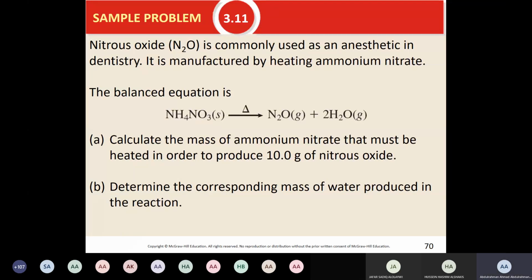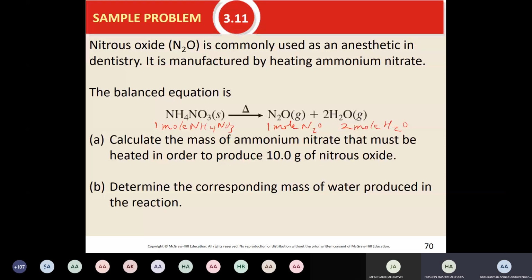Nitrous oxide. Before we even read the question, what do you have in front of you? You have a chemical reaction, and it's already balanced. What can you write under this equation? 1 mole NH4NO3, ammonium nitrate, gives you 1 mole N2O plus 2 moles of water, H2O. Can you change this to grams? Yes, go ahead and change it to grams.